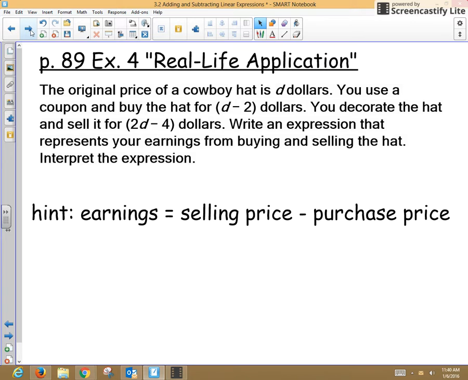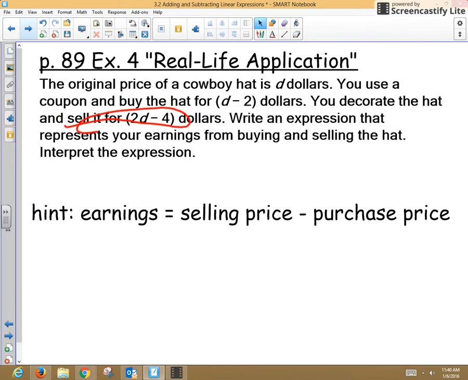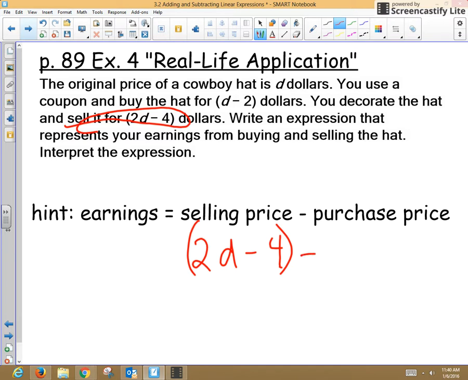So our earnings equal the selling price minus the purchasing price, or what we bought it for. Looking back at this problem, the selling price is 2D minus 4. There it is. So I'm going to rewrite this as 2D minus 4, and you can keep that with parentheses around it. And now I'm going to subtract the purchasing price, which was D minus 2. And again, I'm keeping the parentheses.